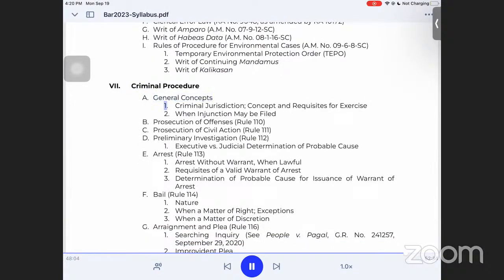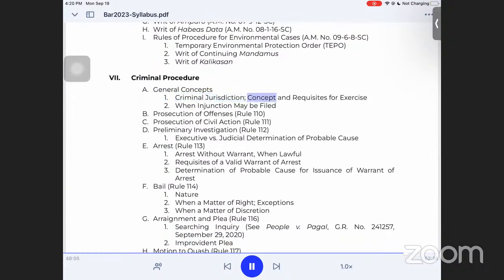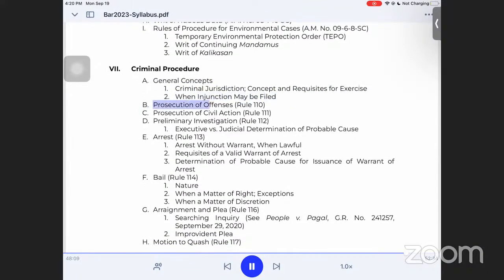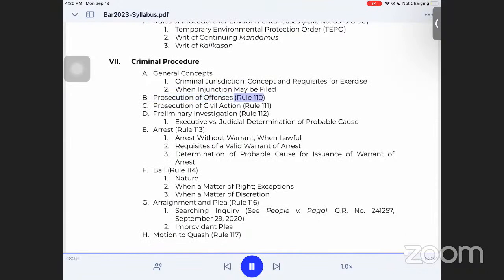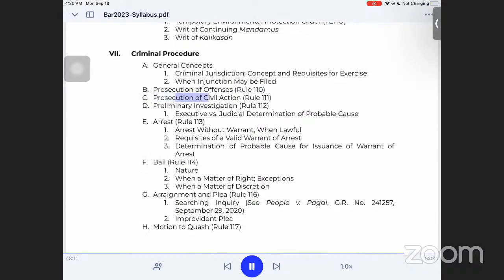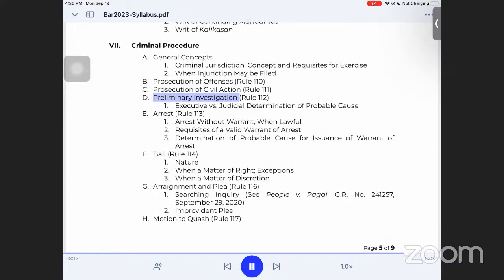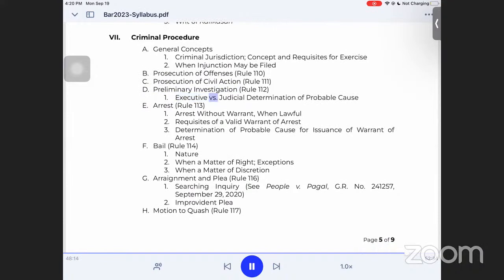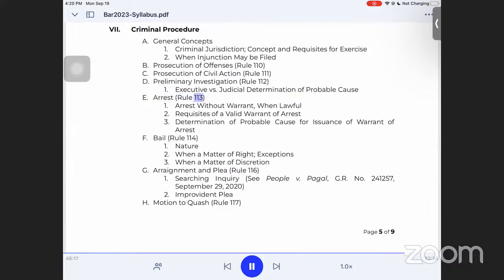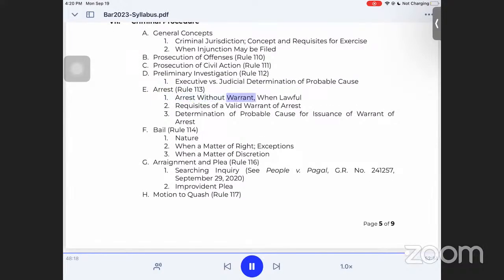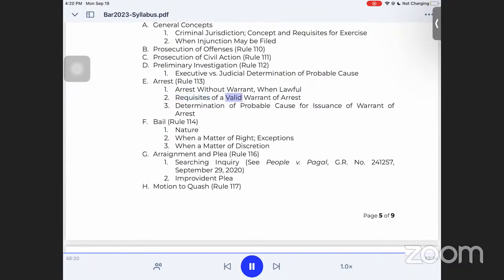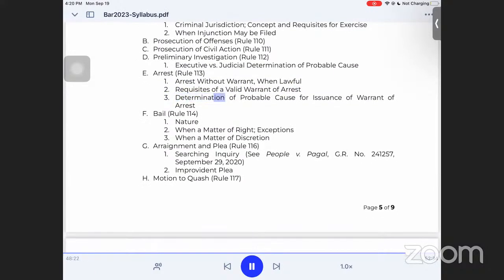7. Criminal Procedure. A. General Concepts. 1. Criminal Jurisdiction. Concept and requisites for exercise. 2. When injunction may be filed. B. Prosecution of Offenses, Rule 110. C. Prosecution of Civil Action, Rule 111. D. Preliminary Investigation, Rule 112. 1. Executive versus judicial determination of probable cause. E. Arrest, Rule 113. 1. Arrest without warrant, when lawful. 2. Requisites of a valid warrant of arrest. 3. Determination of probable cause for issuance of warrant of arrest.